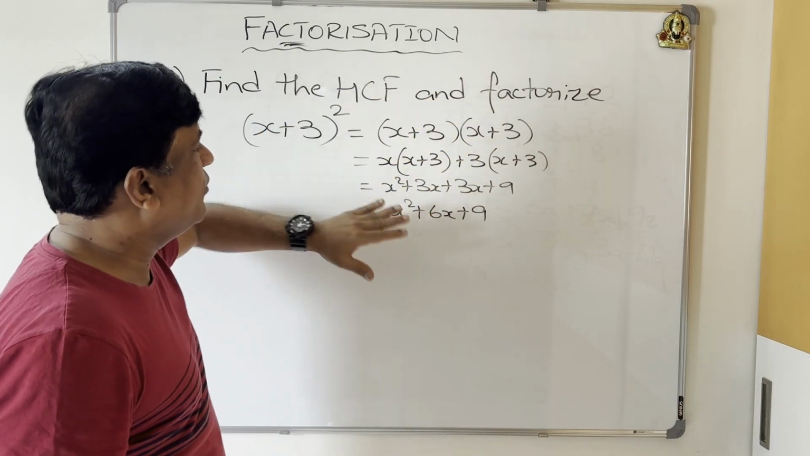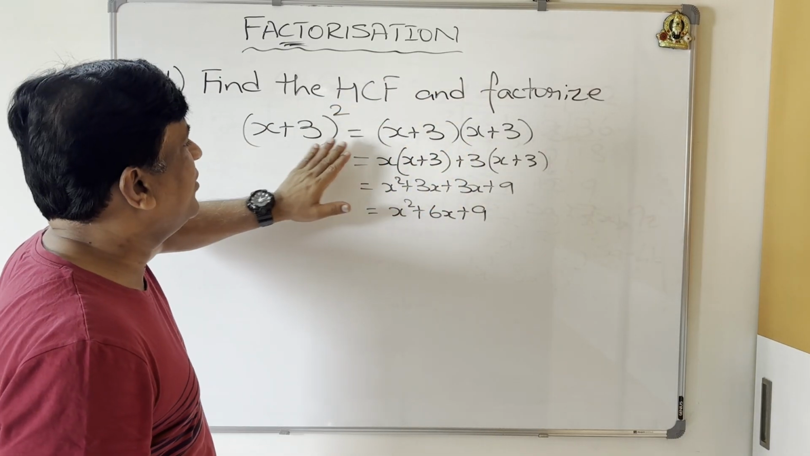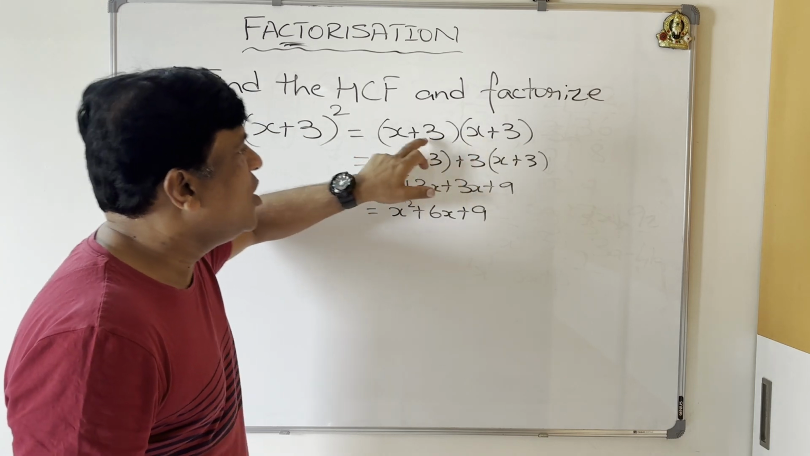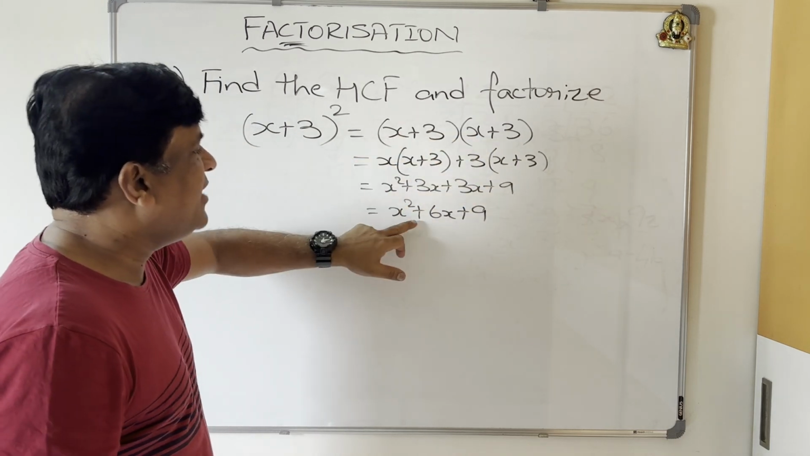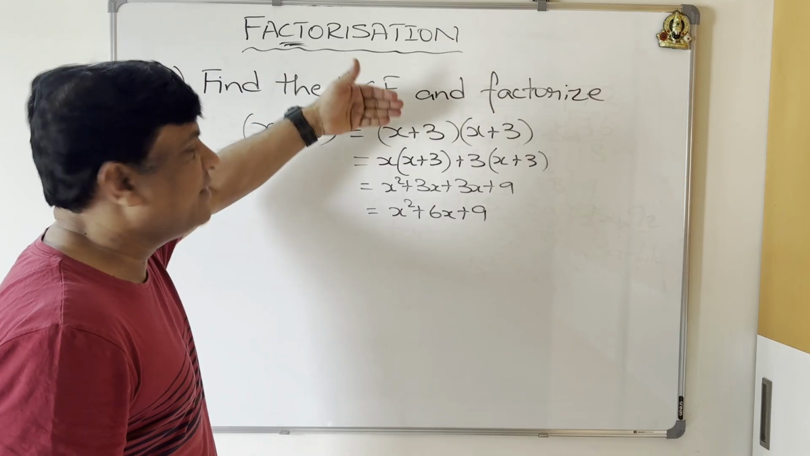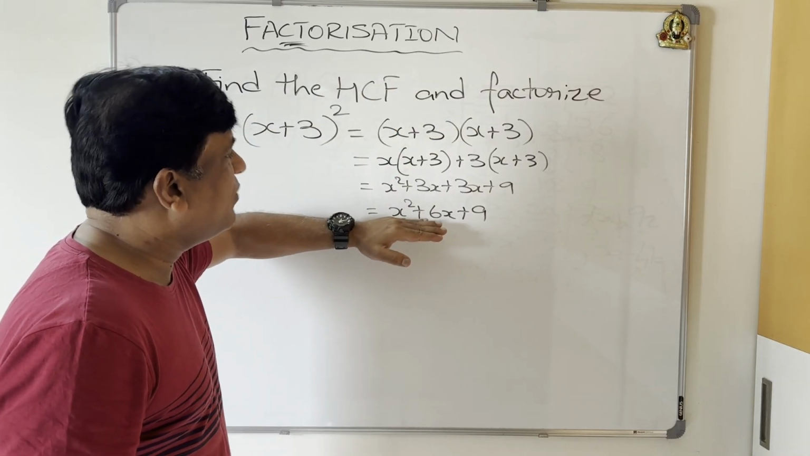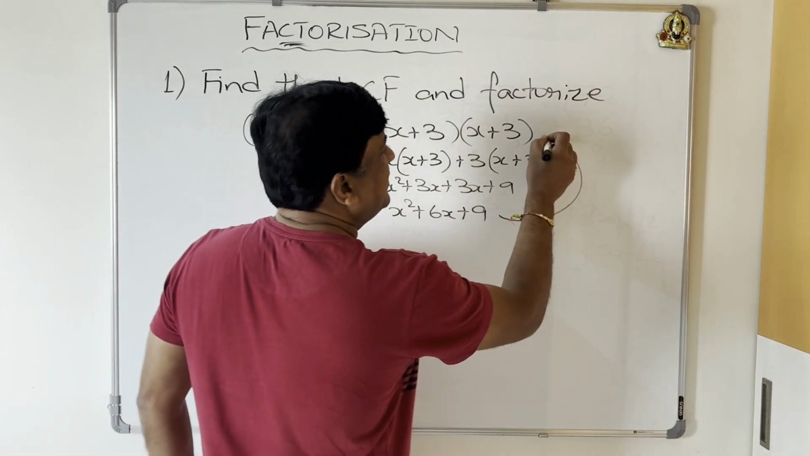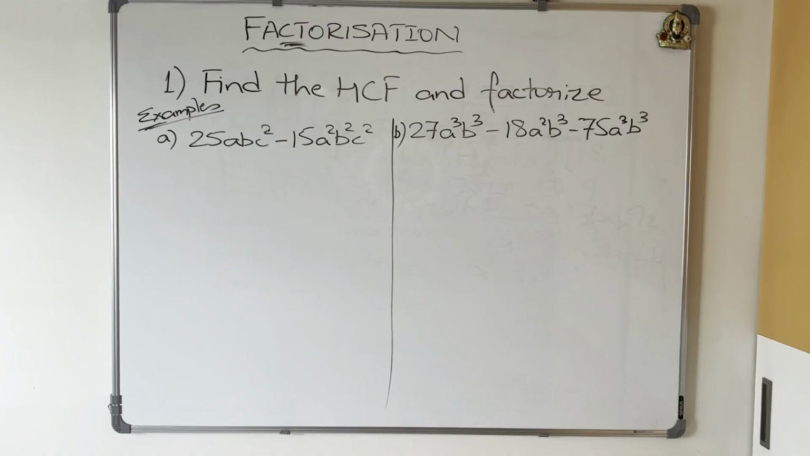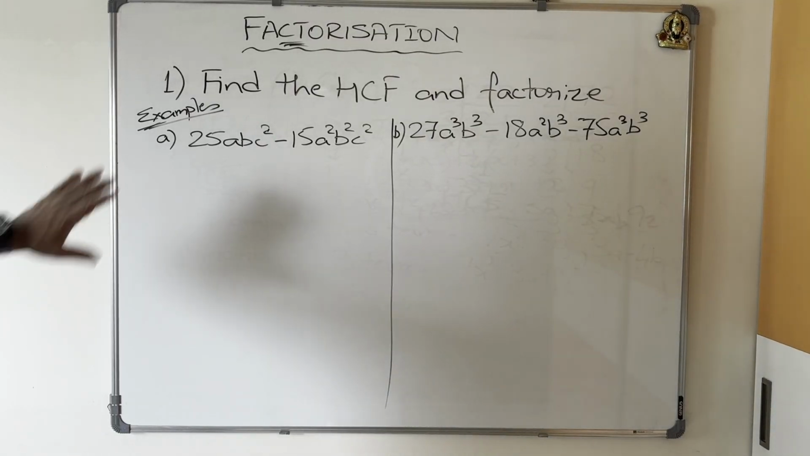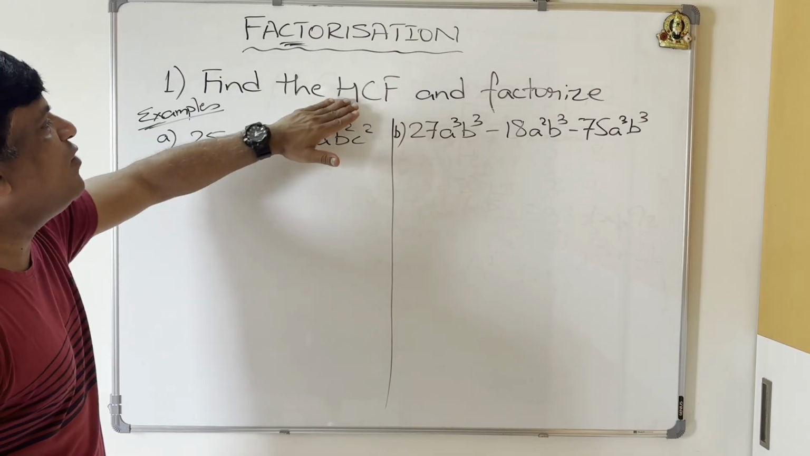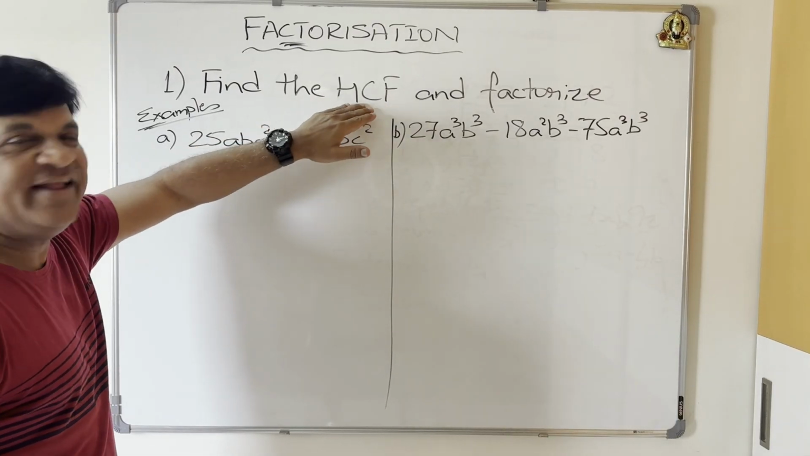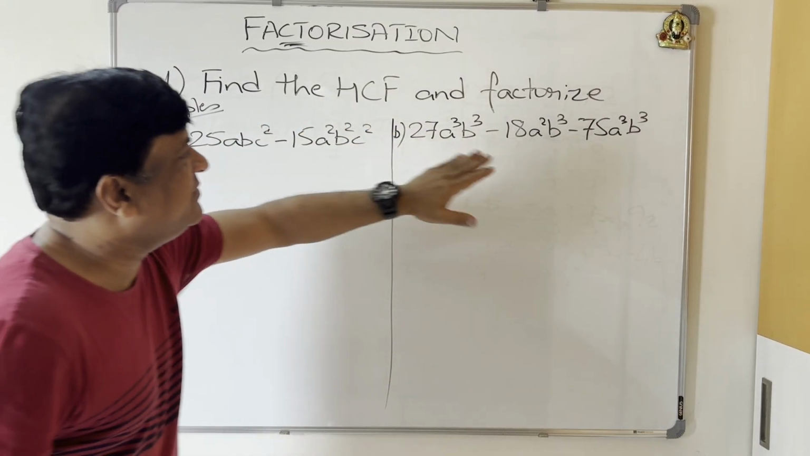So that is what we are going to do. When you did multiplication, you used to always multiply two expressions and get this value. Now you're doing the reverse. You will be given this one and you need to go back and find the factors of this one. Let's look at a couple of examples to understand how you use HCF and factorize these expressions.